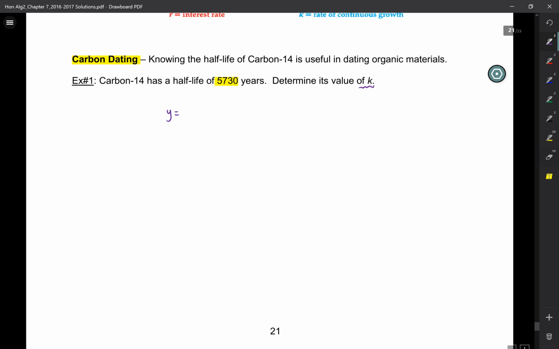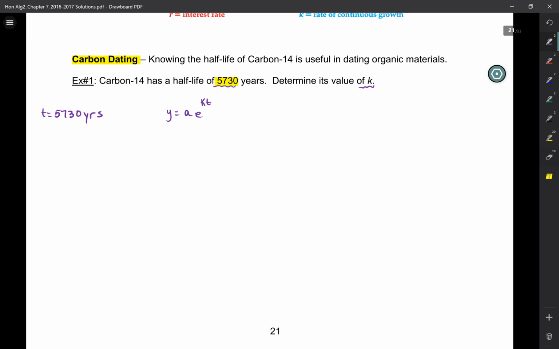Let's start with this formula: Y equals A e to the KT. Okay? Y is the final, A is the initial. Okay, so this 5,730 years, is this Y, A, K, or T? It's T because this is the number of years. That's the time.